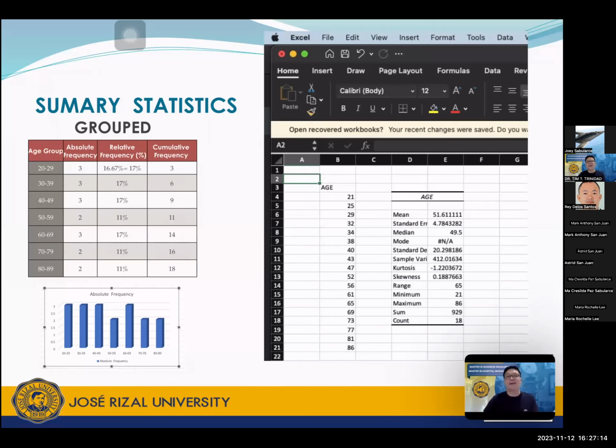Again, I have to ask you. You have the sets of data in your hand. What will you do next? What will you do next? Organize. Okay. Arrange. Organize it now. What will you do next? Arrange.